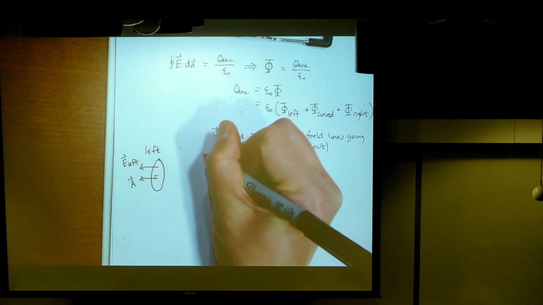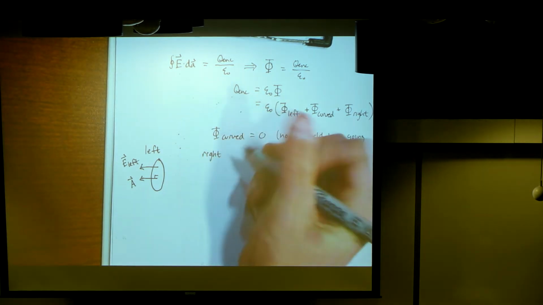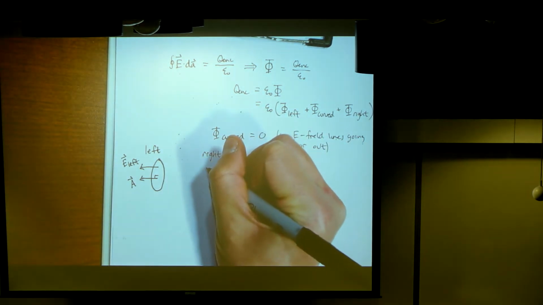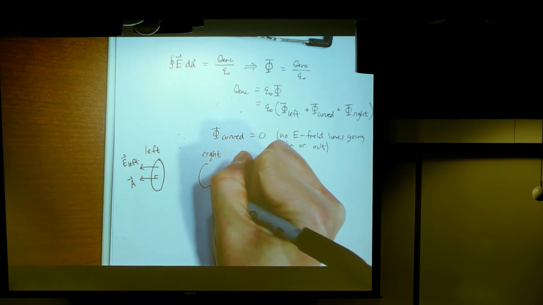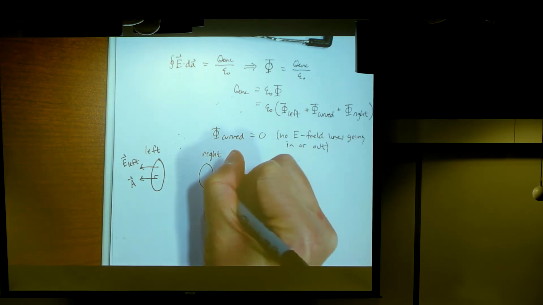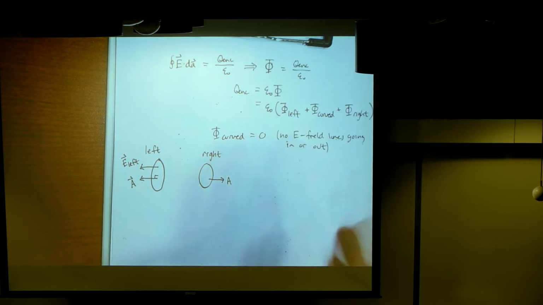But for the right end, I actually have something looking quite similar. It's going to be my area vector pointing to the right, because that's the direction going outwards away from the inside.